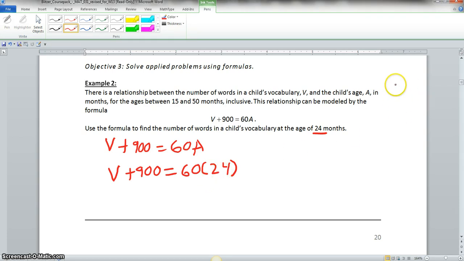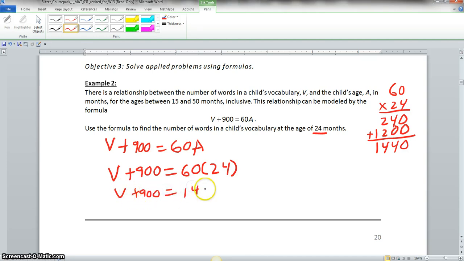Now, we could go off to the side and take 60 times 24. 4 times 0 is 0. 4 times 6 is 24. Bring down our 0 here. 2 times 0 is 0, and 2 times 6 is 12. Now, this would give us 1,440. So we have V plus 900 is equal to 1,440. Now, we need to get V by itself, so we will subtract 900 on both sides of the equation.